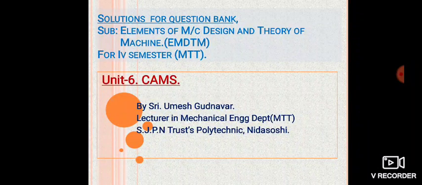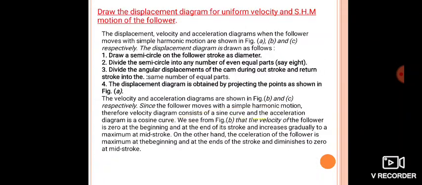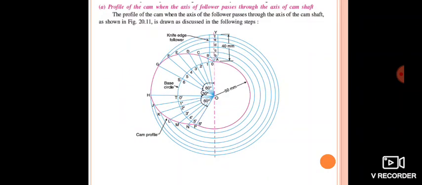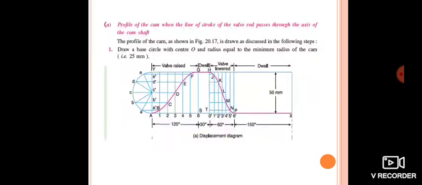So this is all about the CAM unit 6. This may come for 20 or 25 marks in the exams. So practice the problems as well as theory questions. Practice the diagrams regularly, then it will help you get good marks. Thank you.